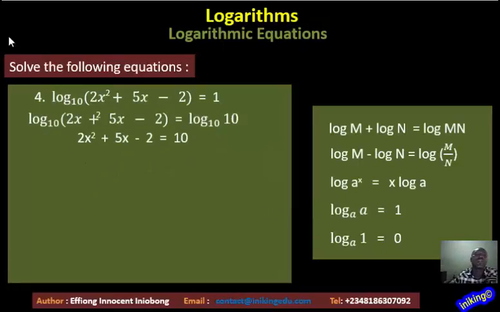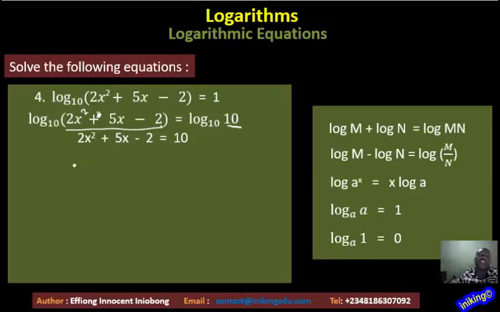And that will lead me to, if I write it that way, that means the left hand side has been expressed as a logarithm to base 10. The right hand side has been expressed as a logarithm to base 10. And I can simply say that the 10 there is equal to 2x squared plus 5x minus 2. Sorry, x squared should be there. 2x squared plus 5x minus 2 is equal to 10.